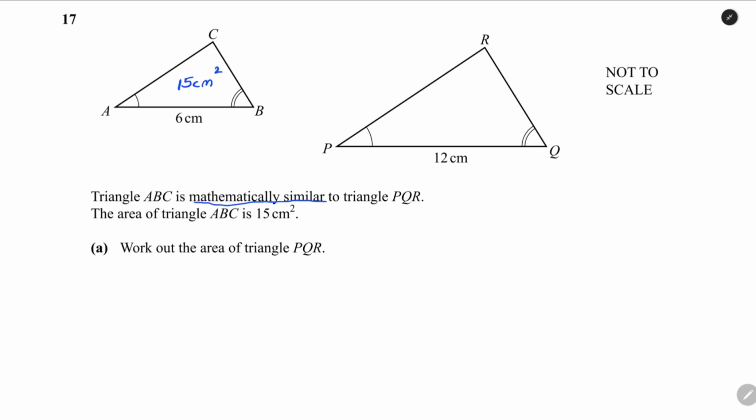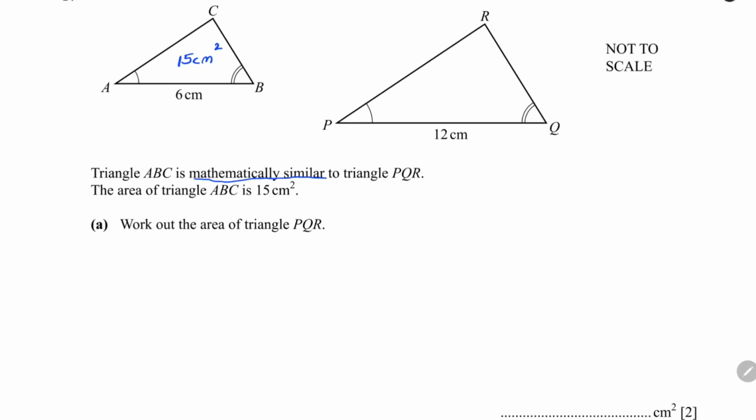All right. We are now told to work out the area of triangle PQR. Since we've been told that these two shapes are mathematically similar, we need to find out the linear scale factor. That is, what is the relationship between the first one and the second one. Please observe that since the corresponding sides are PQ and AB, the linear scale factor will be given as 12 over 6, which gives us 2.